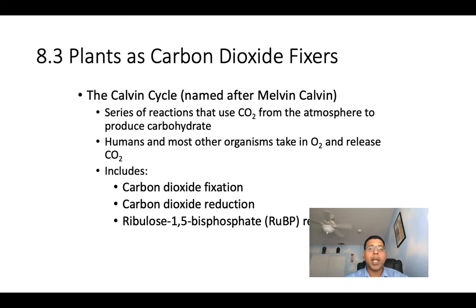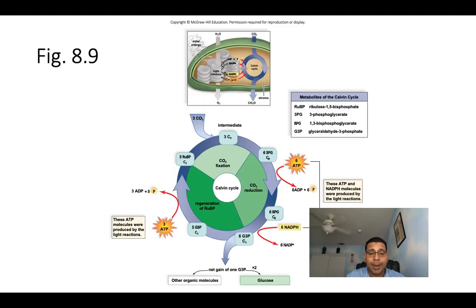So let's move over to 8.3. Now 8.3 deals with plants as carbon dioxide fixers. When we look at 8.3 and talk about plants as carbon dioxide fixers, the Calvin cycle reactions take place after the light reactions. This is a series of reactions that produces a carbohydrate before returning to the starting point. So here we can move to figure 8.9.